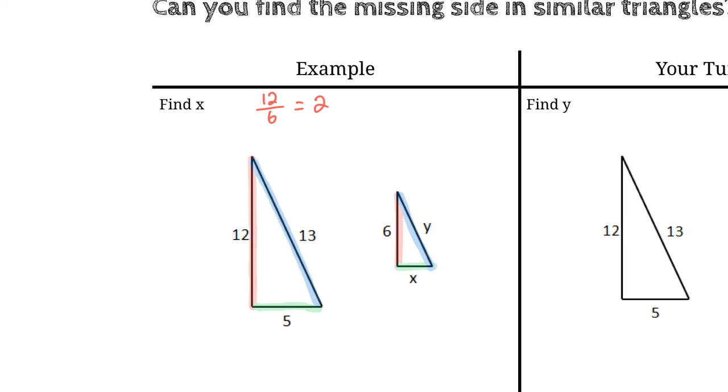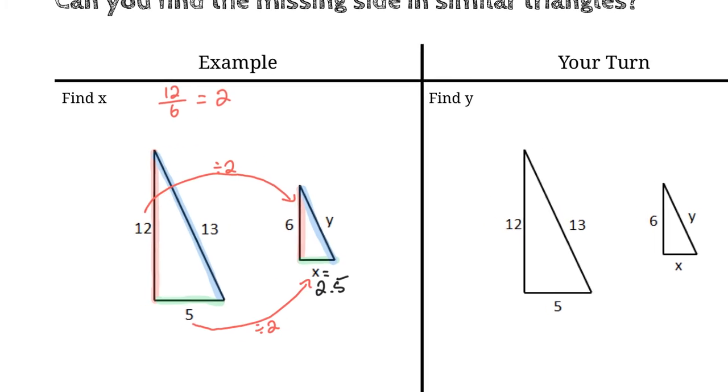So that means I know that I can take 12 and divide by 2, and I'll get the smaller side 6. So we should be able to take 5 and divide that by 2, and we'll get x. So 5 divided by 2 is just equal to 2.5. So x is equal to 2.5. And now it's your turn.